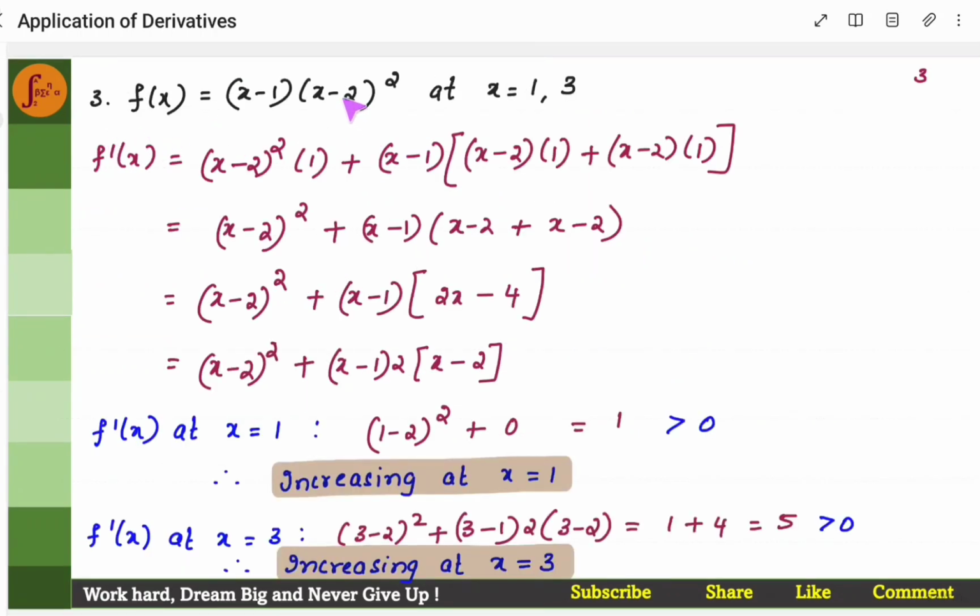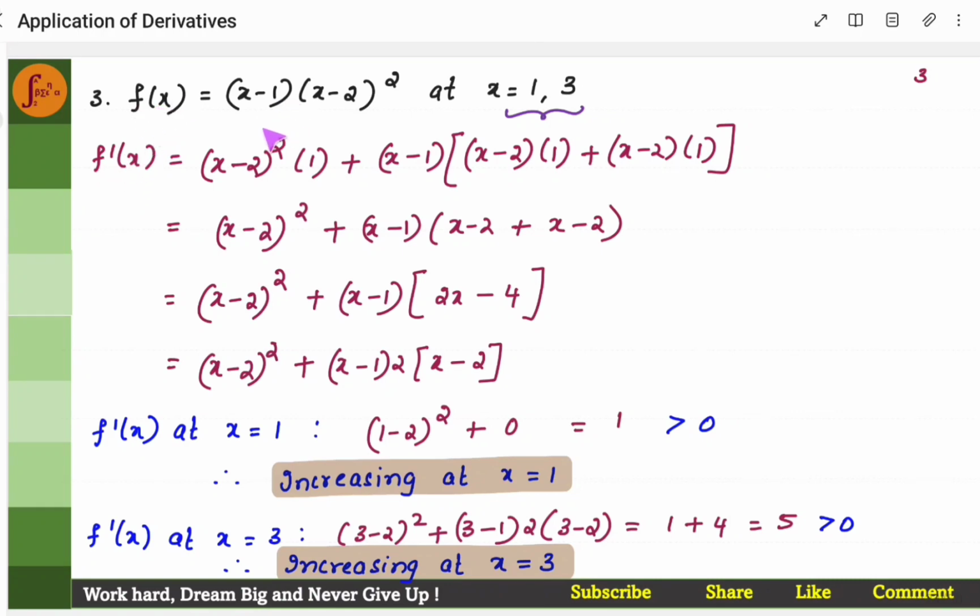We have a square function here. We'll have to find out whether it is increasing or decreasing at these particular points, when x is equal to 1 and x is equal to 3. So here again you'll start with finding the derivative of this function.